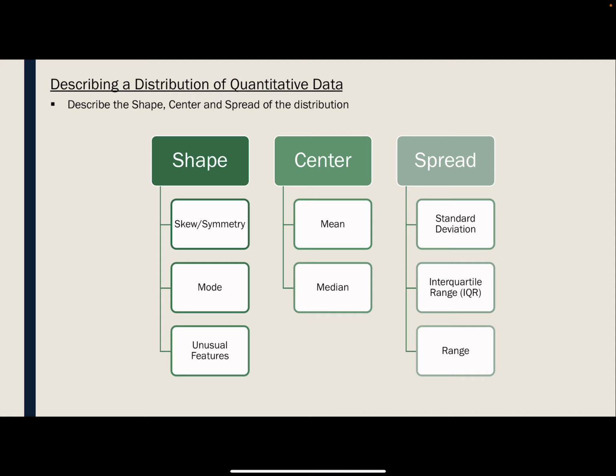When we discuss the shape of a distribution, we look at three things. We talk about the skew or the symmetry of the shape. We talk about the modes of the shape, which are actually the number of peaks, not to be mixed up with the measure mode. And then we talk about the unusual features. When we talk about the center of a distribution, we have two measures for the center, the mean and the median, and we have three measures for the spread, the standard deviation, the interquartile range, and the range. So let's talk about shape.